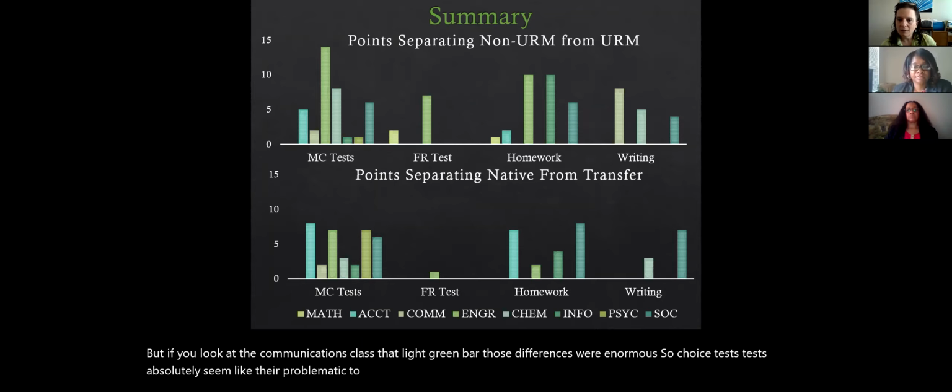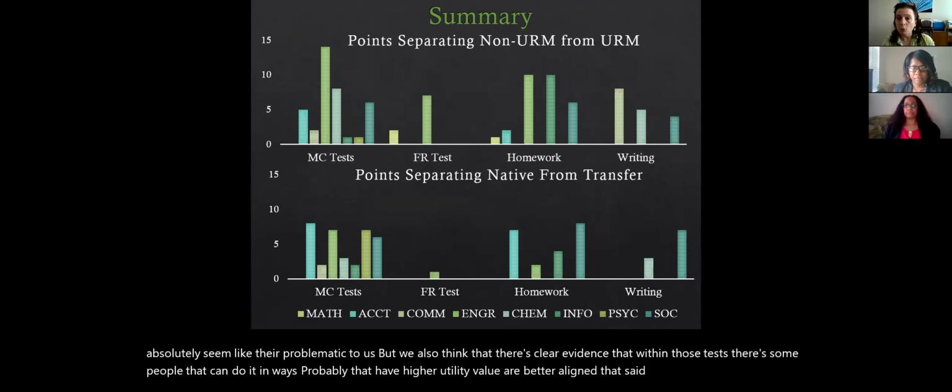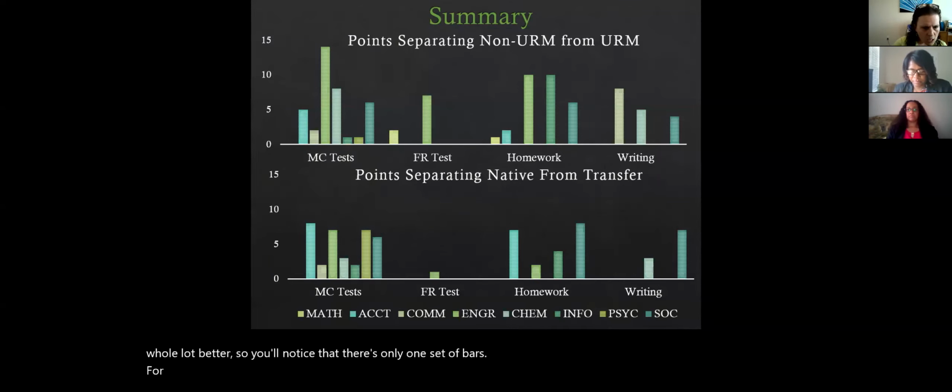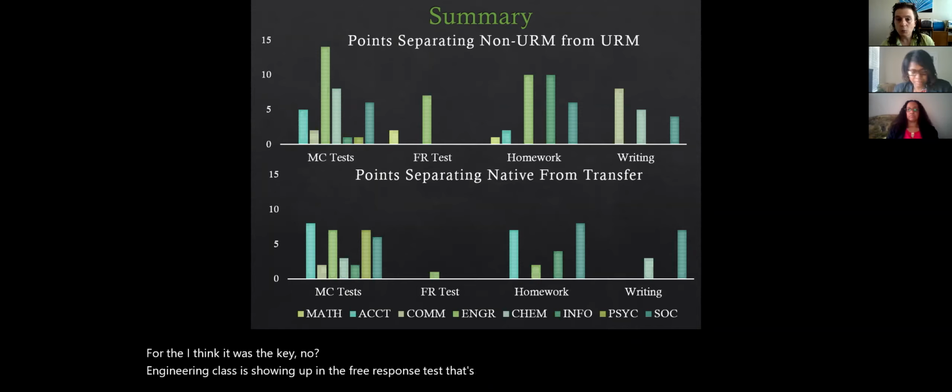But we also think that there's clear evidence that within those tests, there's some people that can do it in ways probably that have higher utility value and are better aligned. That said, free response tests are a whole lot better. So you'll notice that there's only one set of bars for, I think it was the engineering class, showing up in the free response test. That's because there were free response tests where there were no differences.